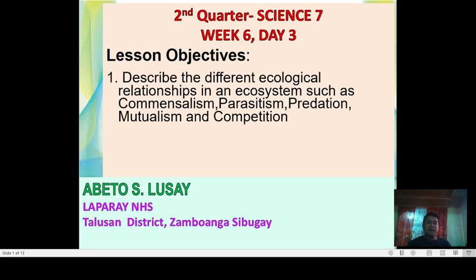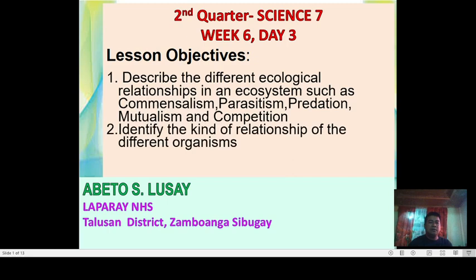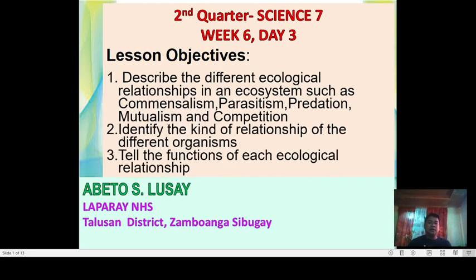Describe the different ecological relationships in an ecosystem such as commensalism, parasitism, predation, mutualism, and competition. Identify the kind of relationship of the different organisms. Tell the functions of its ecological relationship.